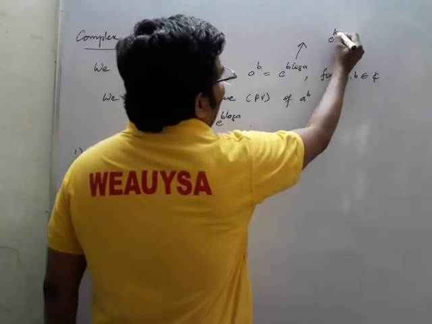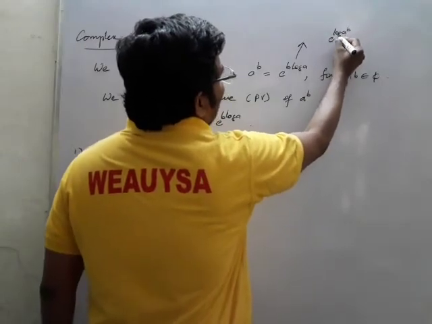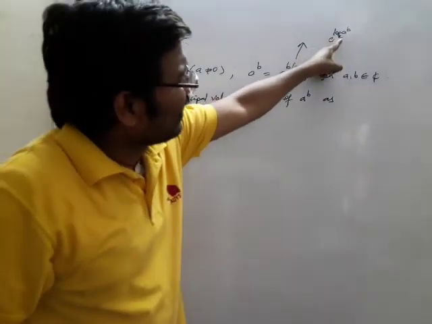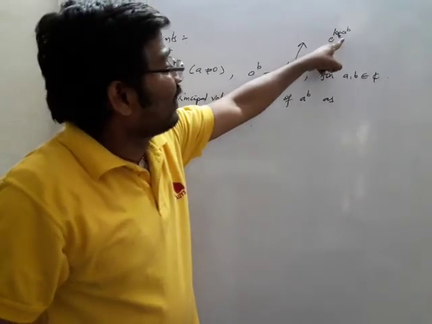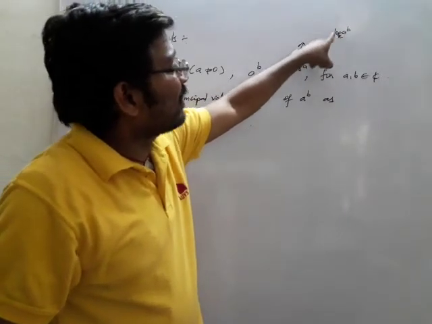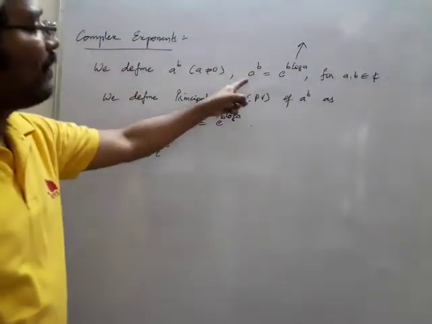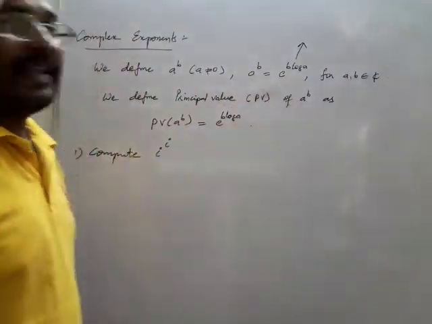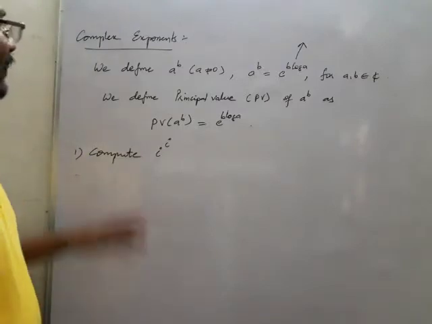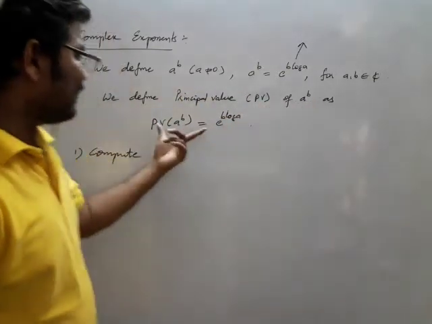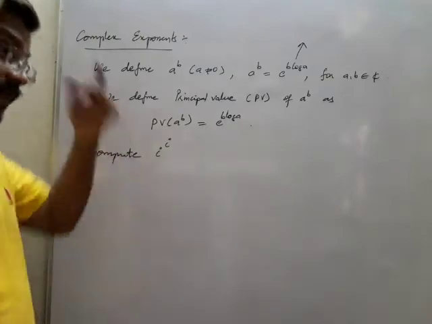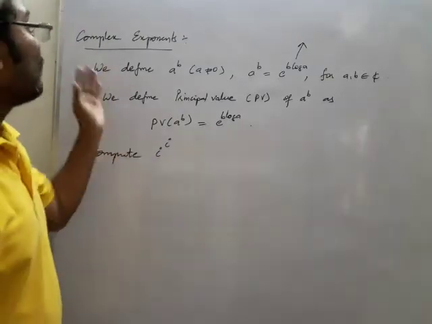e power log a power b, log e to the base e. Log e to the base e is nothing but 1. So a power b we will get. So what we have defined is a power b is equal to e power b log a, for a, b belonging to C. We define the principal value of a power b as this. So they may ask us to find out the principal value of the complex exponents.